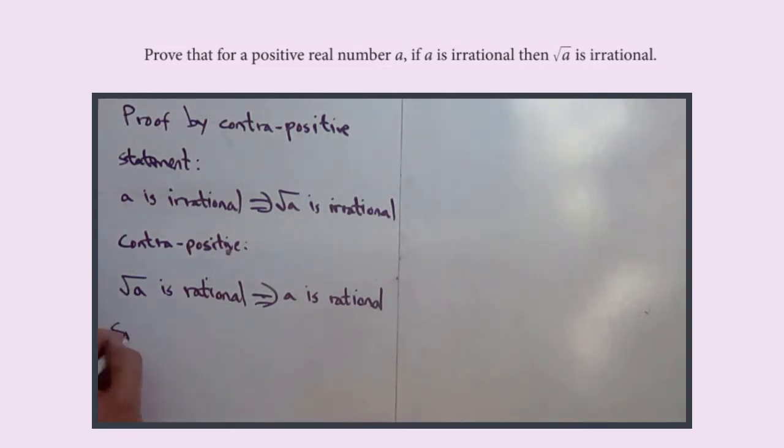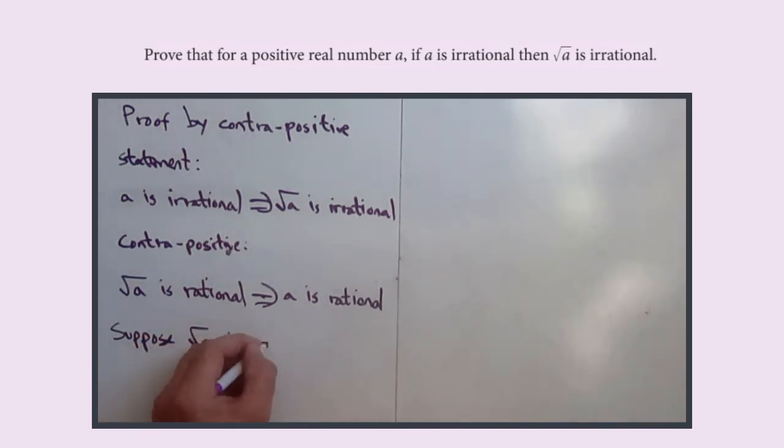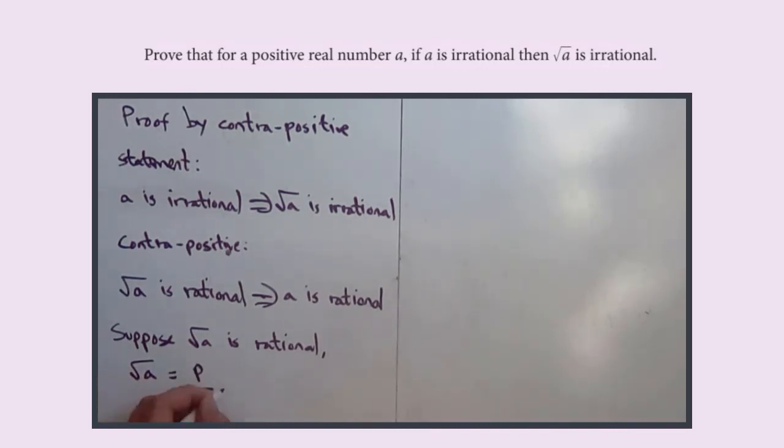So suppose root a is rational. I'm just going to prove this directly. So we're assuming that the left-hand side is true, and then we're going to show that with this being the case, the right-hand side must also be true. So if root a is rational, that means root a equals p over q, where p and q are both integers. And remember, the one you're dividing by cannot be 0.